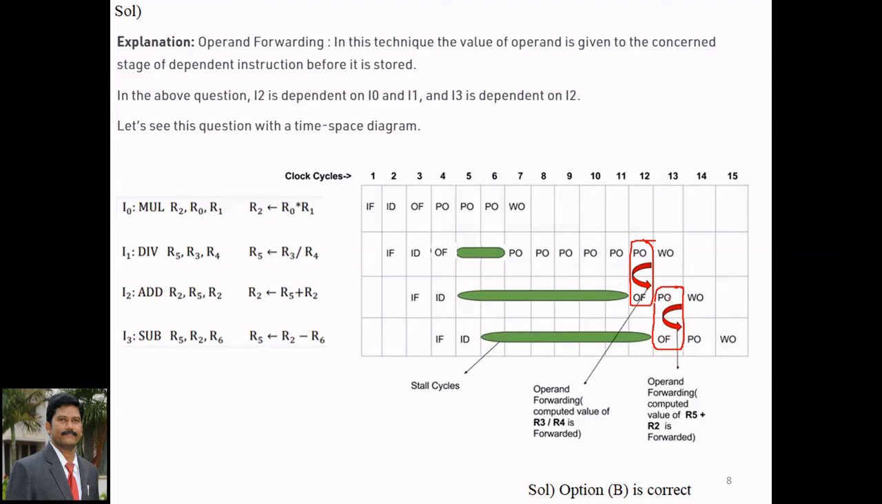One may ask a question: sir, it is still executing at PO, how does the data get taken before it ends, how will it take, because the clock cycle is like this? Suppose it is completed, this is one clock cycle, right? Within one clock cycle, in the first half it is completed and in the next half it is forwarded. So this is operand forwarding, right? Total 15 clock cycles are required.